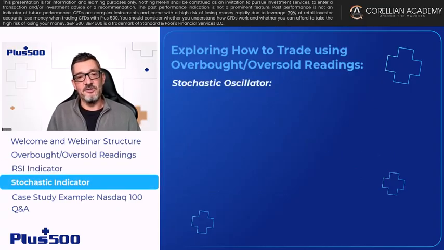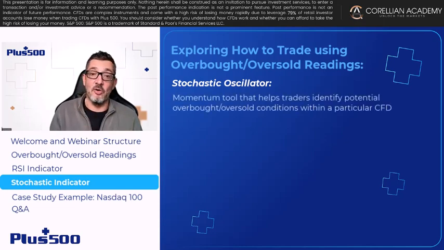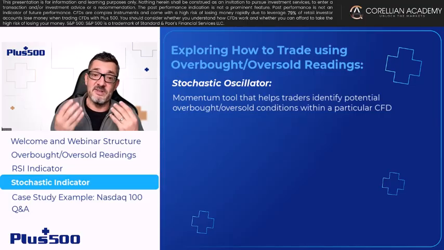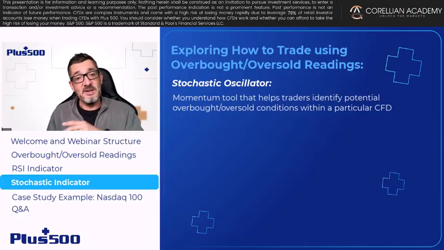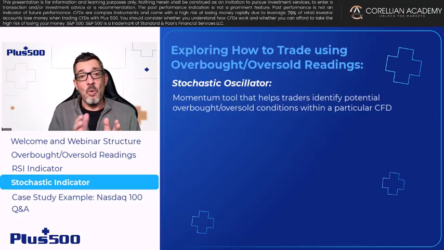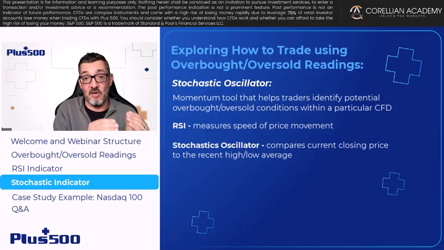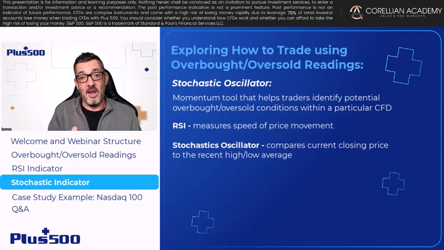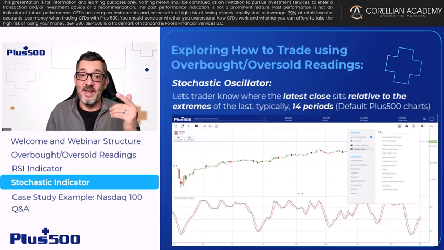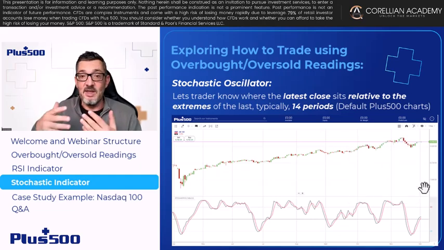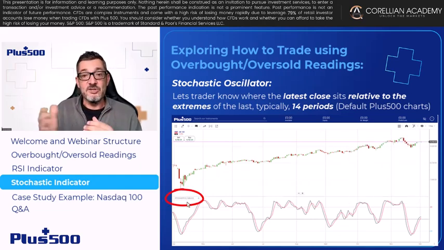Okay, let's move on to another key momentum indicator, and that's known as the stochastics. The stochastic oscillator is another momentum tool. And like the RSI, it helps traders identify potential overbought and oversold conditions. But it does this in a slightly different way. Where the RSI measures the speed of price movement, stochastics compares the current closing price to the recent high-low range. In other words, it tells us where the latest close sits relative to the extremes of the last X periods, which are typically 14, which is also the default setting on your Plus500 charts.